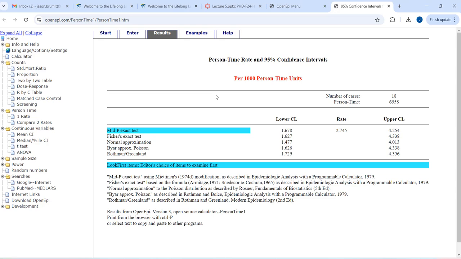Now, what should you use? Should you use mid-P exact? Should you use Fisher's?